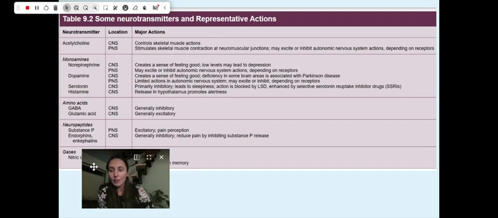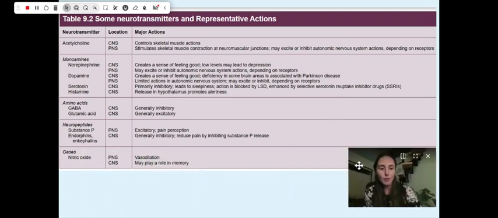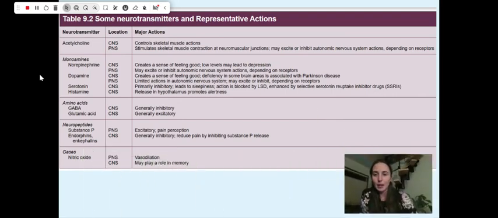If you're somebody that's interested in the type of neurotransmitter and what they do, this table talks about what their actions would be on our nervous system. I'm not going to go through them all, but if you want to pause the lecture and read about them, it is kind of interesting.